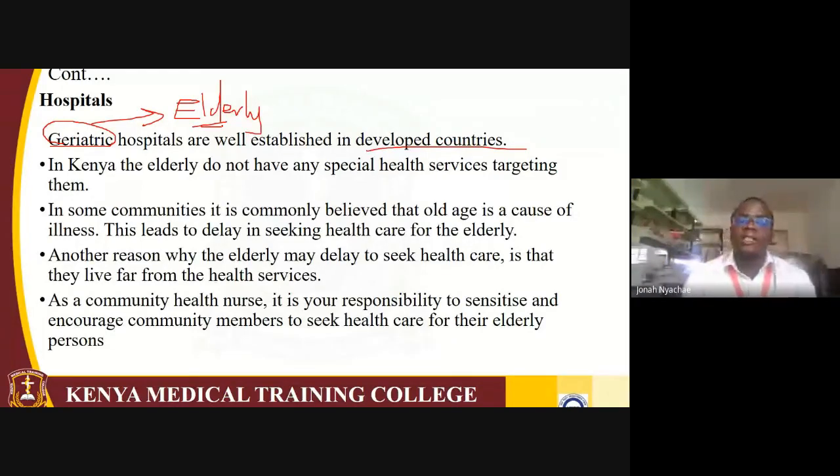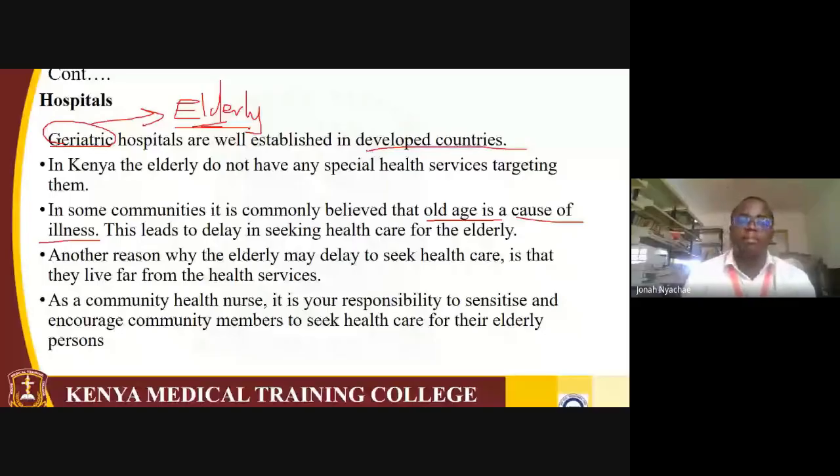In some communities, it is commonly believed that old age is a cause of illness. You go to Kilifi, the aged or our elderly persons are being hunted day and night, because people purport that these individuals are witches, or they practice witchcraft. You go to areas in Kisii, again, there is also a problem. The elderly are facing problems. They are being hunted by people, being set on fire by people just saying that they are witches.